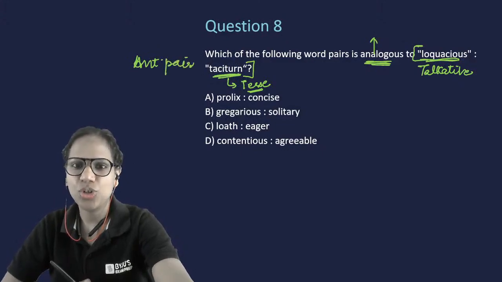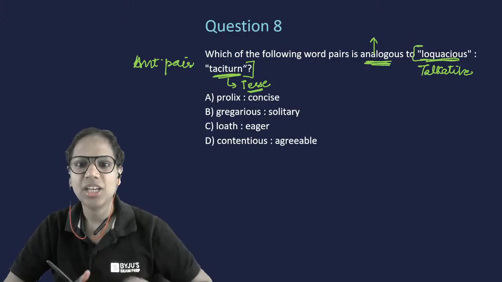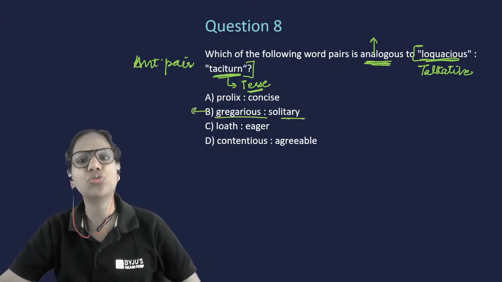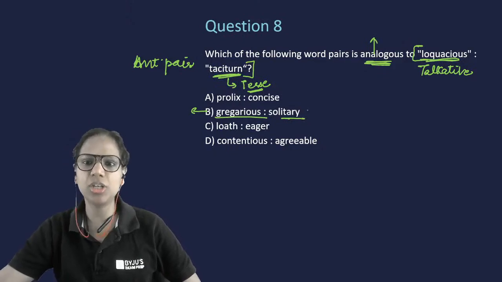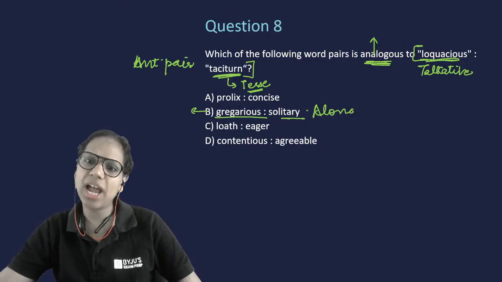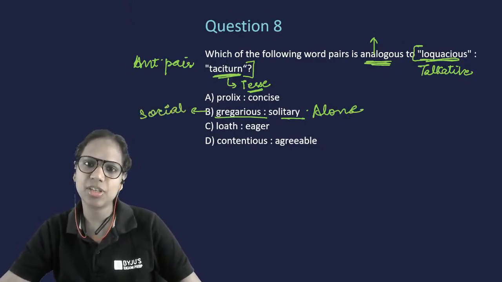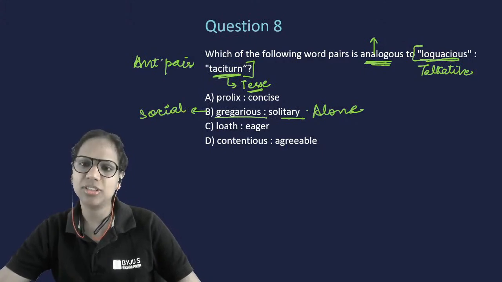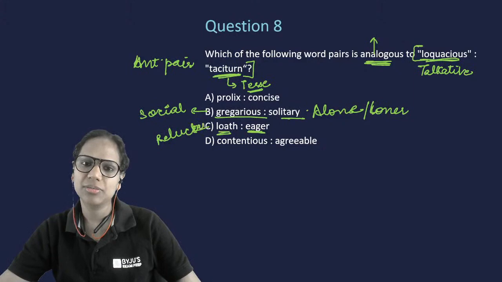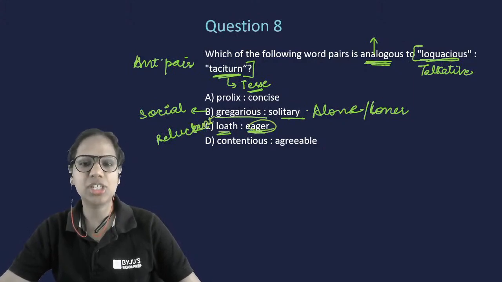Okay. What do you say? See, gregarious is to solitary. Gregarious is someone who likes to be around people. Okay, solitary is someone who likes to stay alone. So, in that sense, they are also antonyms, right? Someone who is social, someone who likes to stay alone. So, loner, I should say. Okay, not alone really. Loath is to eager. Loath means when you're reluctant to do something. Eager means you're very enthusiastic about it.